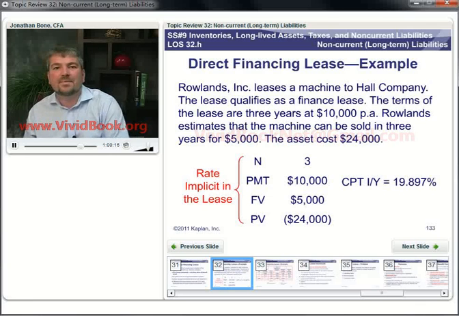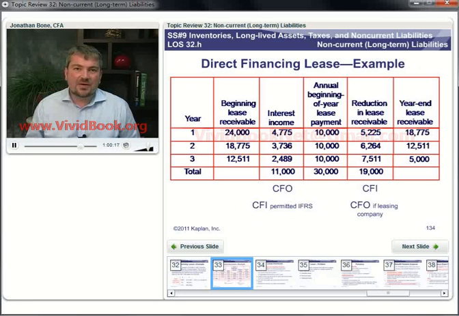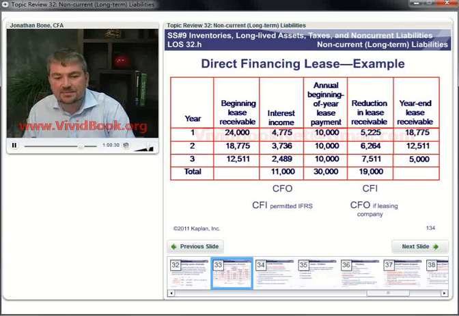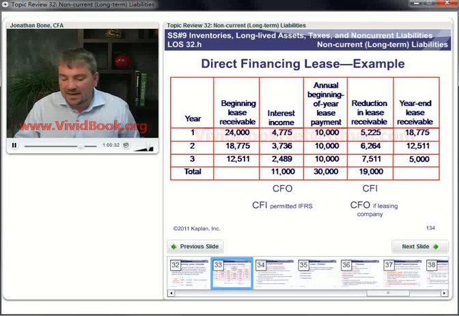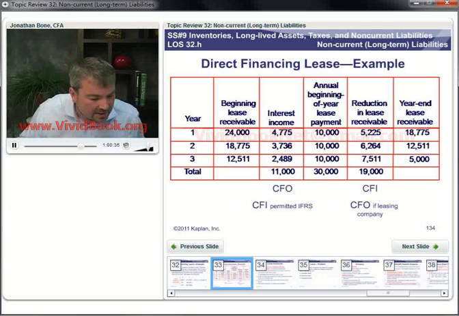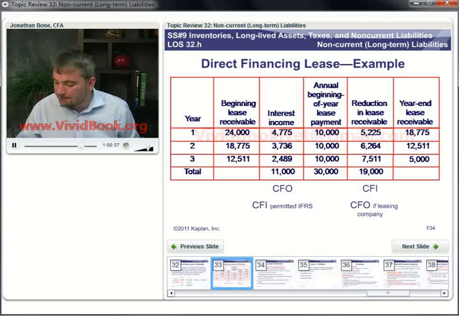We're now going to show the beginning lease receivable equal to the price we paid to acquire the asset. Again, remember the price we paid to acquire the asset is the present value of the minimum lease payments, so it would be 24,000. That, of course, is an asset. We're then going to show interest income by taking our rate implicit in the lease, which was our 19.897%, and applying that to the opening asset. So 24,000 times 19.897% gives us our interest income of 4,775.